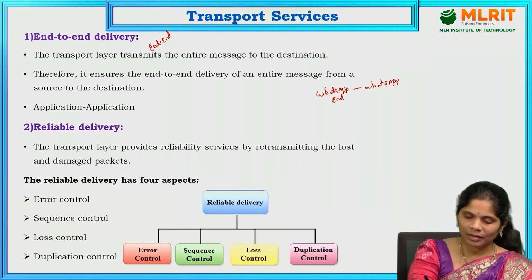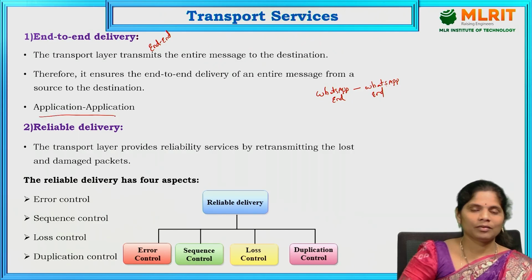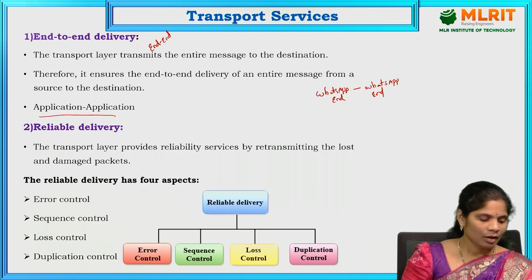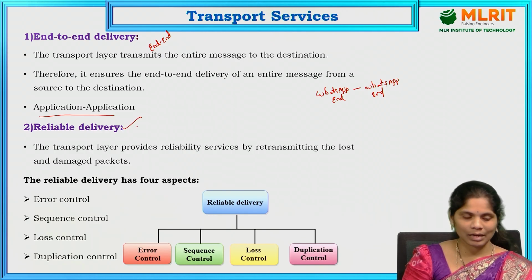That is the meaning of end-to-end. Application to application, we are going to send the message. And the next one is reliable delivery. Next service is reliable delivery.